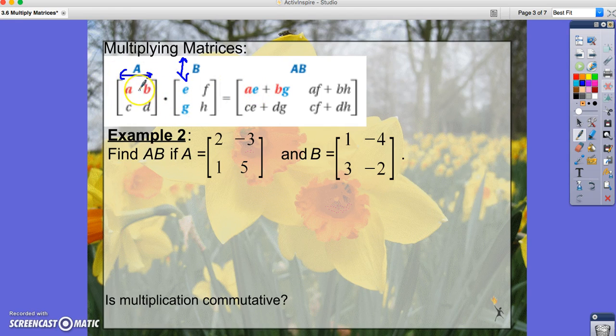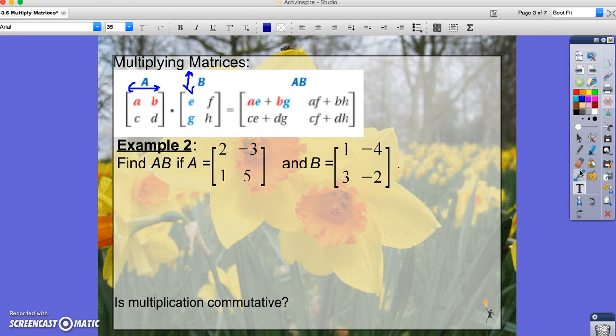Once I do this row, I'm going to move over to the next column. I do A times F plus B times H. So I do this row twice. I do the row with this column. Then I do this row again with this column. So I do all of the columns with the first row until there's none left. Once I'm done with all the columns, I go down to the next row and do the columns. So let's see how this works.